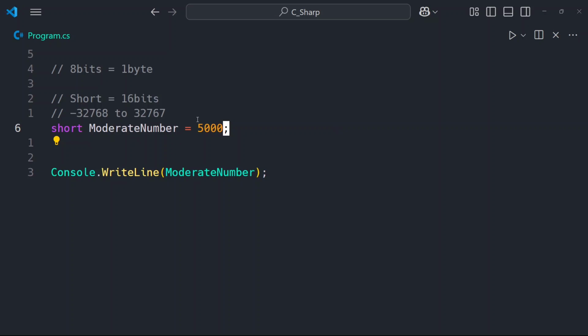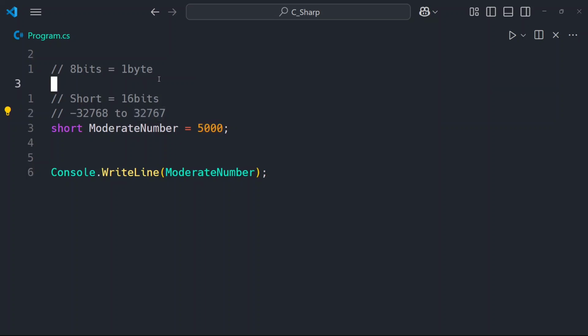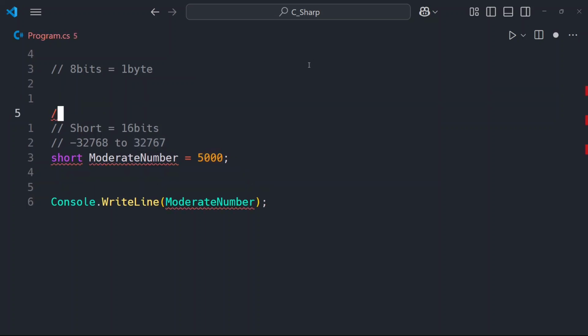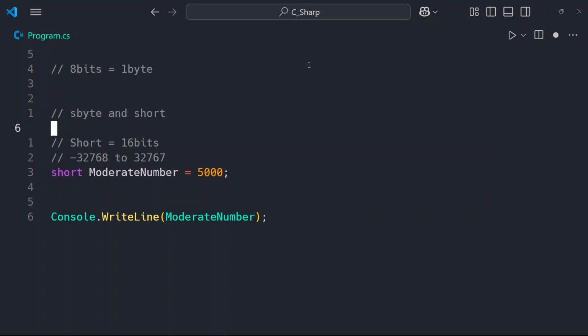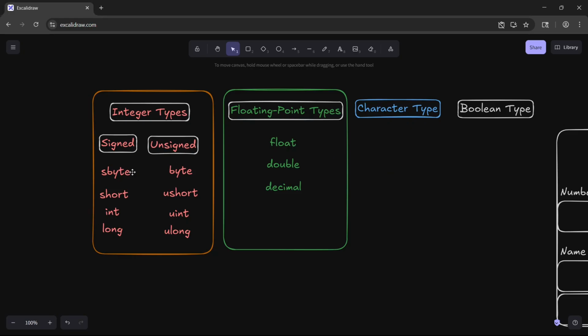So if you go anywhere above this, so you say 32,768, it's going to throw an error as well. And so sbytes and shorts are not widely used, as you can see. Okay, int, however, is what we're going to talk about next. Sbyte and short are not widely used.